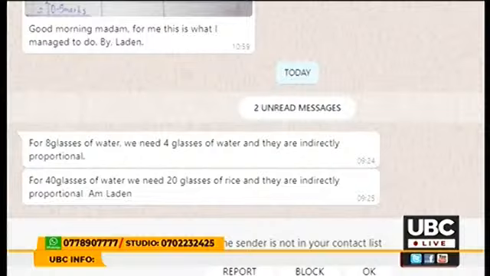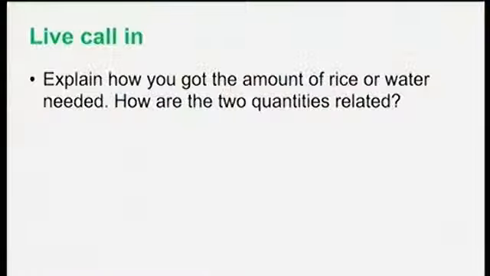The first answer, I can see water and water. I think you wanted to mean rice. But then there are words you added, indirectly proportional. Don't worry. We are going to look at those words, and in our lesson today, we are dealing with direct proportion, not indirect proportion. Don't worry. We are going to see how those words come in.